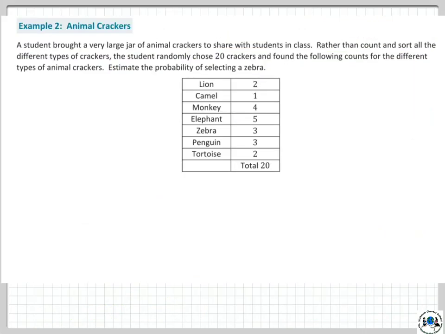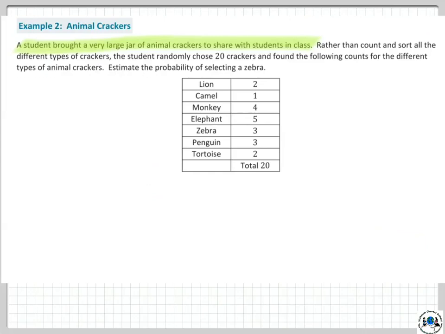Alright, so example 2 is called Animal Crackers. Let me read this for you here. A student brought a very large jar of animal crackers to share with students in class. I'm going to show you a box.